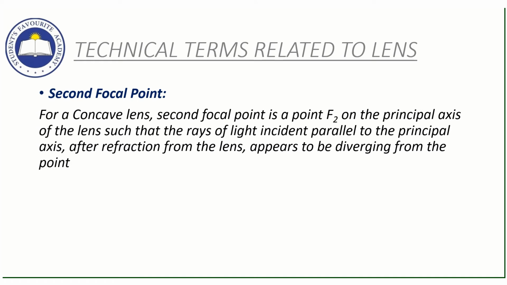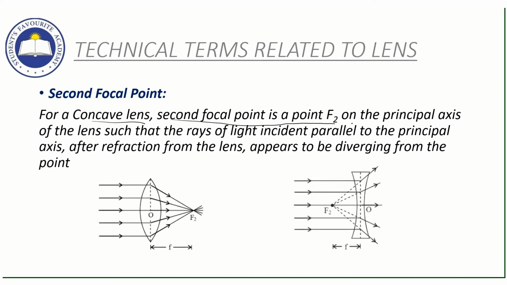Now the second focal point. For a concave lens, the second focal point is a point F2 on the principal axis of the lens, such that the rays of light incident parallel to the principal axis appear to diverge from this point after refraction. Which rays? The rays which are incident parallel to the principal axis appear to diverge from this point in case of a concave lens, and in case of a convex lens they appear to meet.